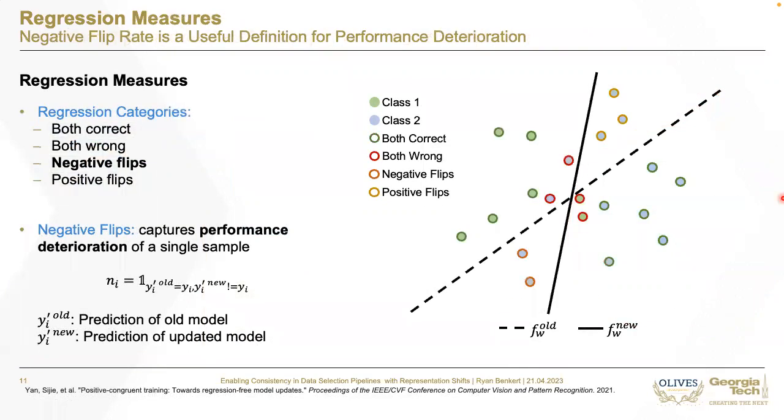So now I talked about what active learning essentially is. Now I want to switch gears and talk about how we can essentially measure regression. And regression, or consistency, is something that's independent of just data selection or active learning. And that's what I really want to go into detail over here.